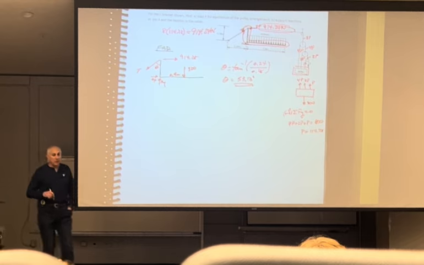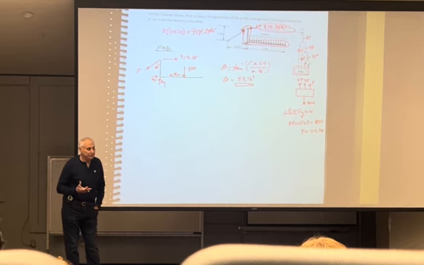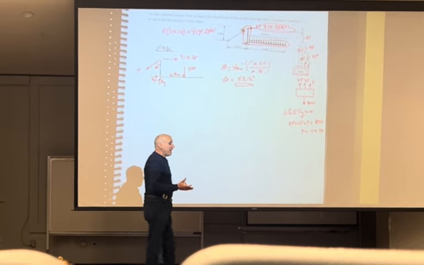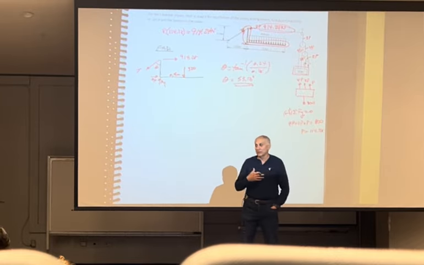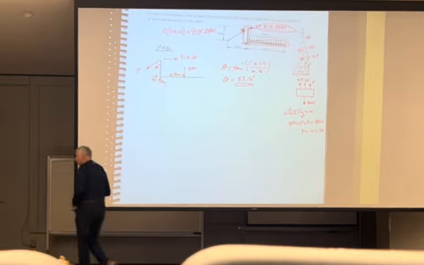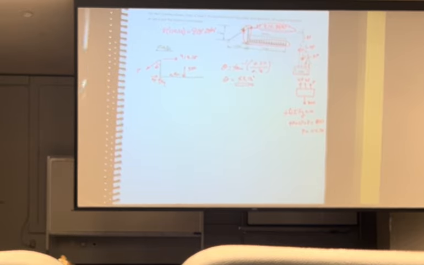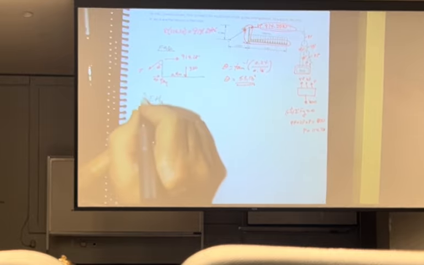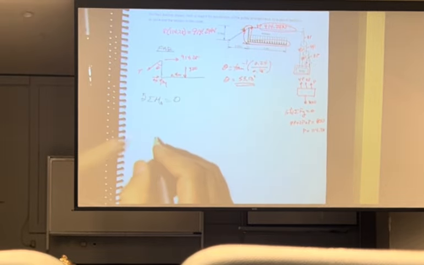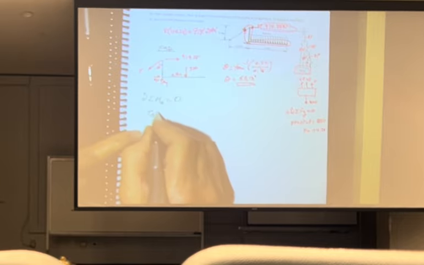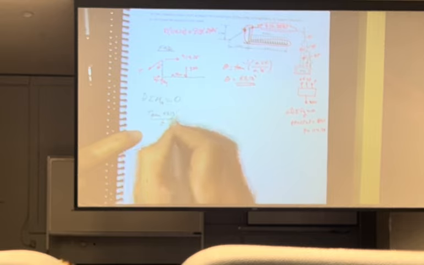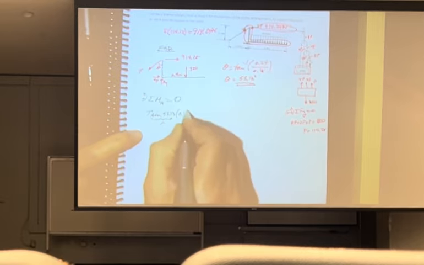What's the first thing you want to do? Please tell me. Moment, where? At A. A eliminates AX, AY. I want to take a moment which eliminates as many unknowns as possible. So I'm going to say, let's sum moments at A. And I'm going to take counterclockwise positive equals 0. That's going to be T sine of 53.13. That's the force. The distance is 0.18.